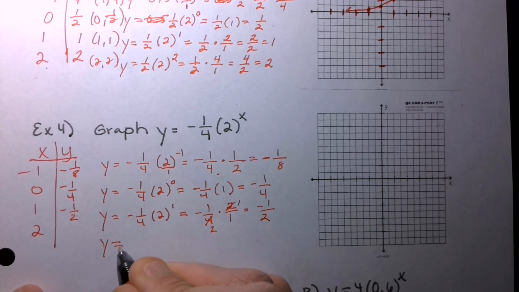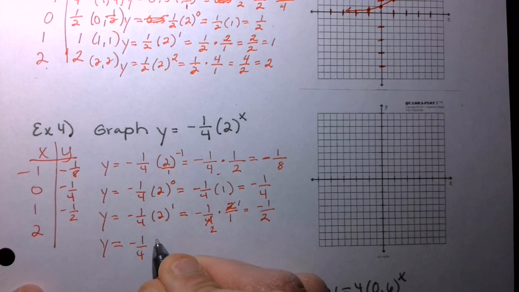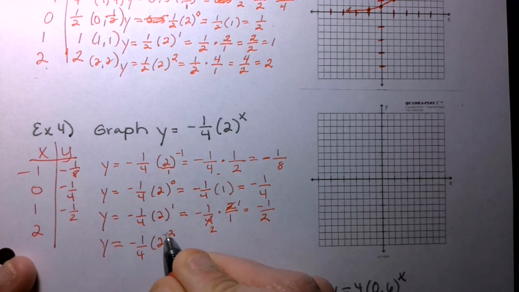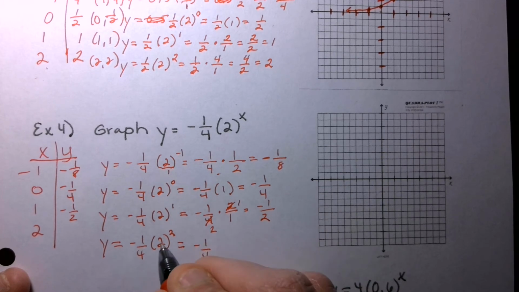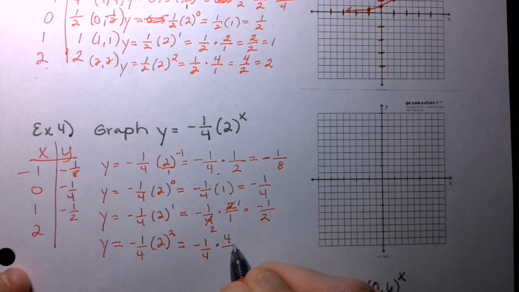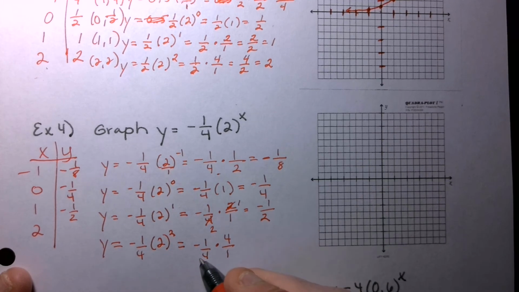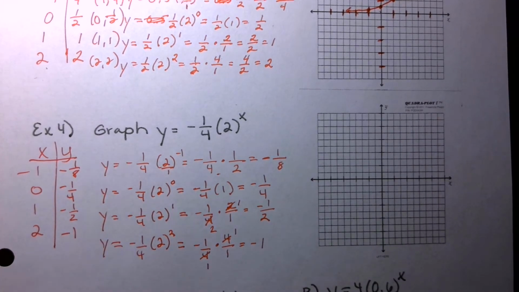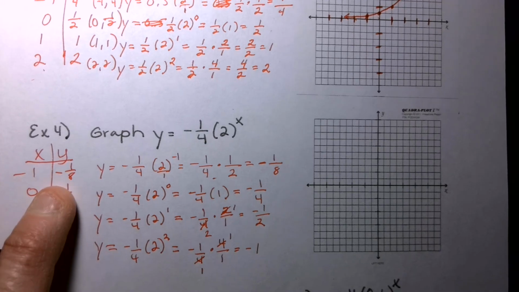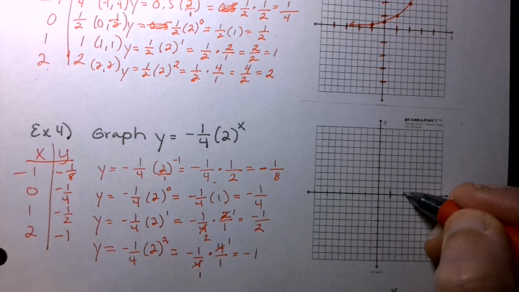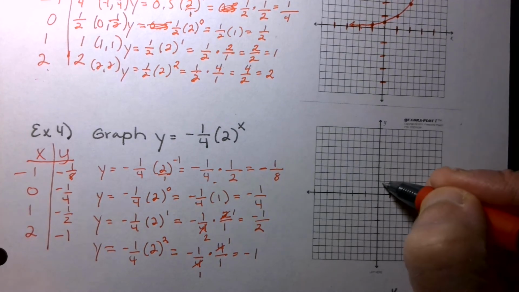And lastly, y equals -1/4 times 2 raised to the second power equals -1/4, and this is 2 to the second is 4, and I'm going to put it as a fraction, so again I can see these. I can divide them both by 4, and I'm left with a -1. So that is my work. So don't skimp on your work, because you make some small mistakes when you do. Just write it out. All right, so again I'm going to darken these in so we can see them super clear.